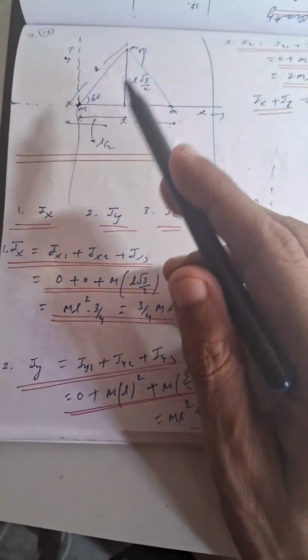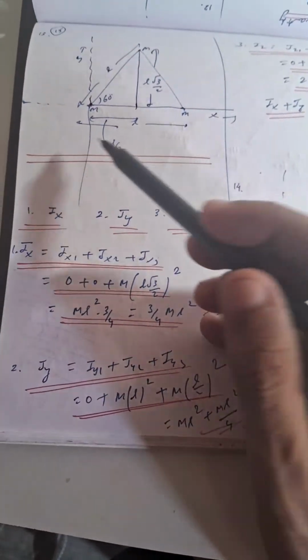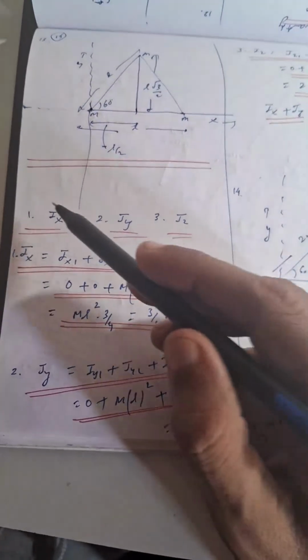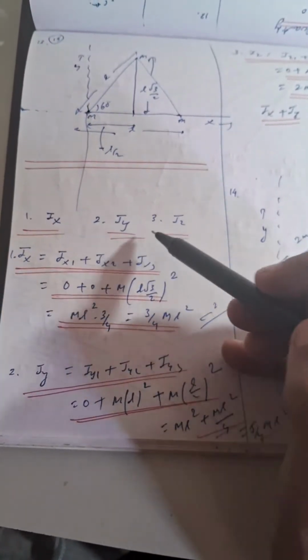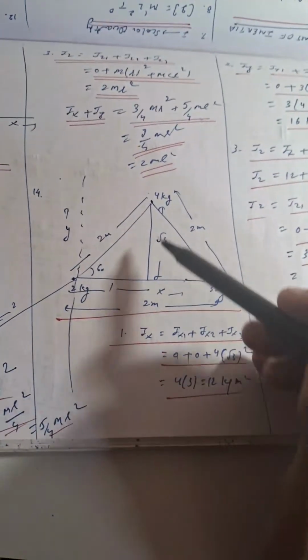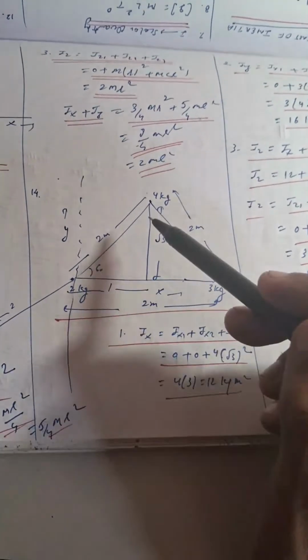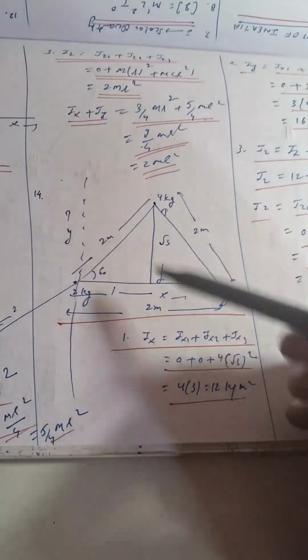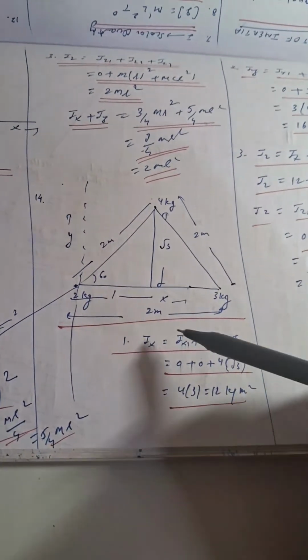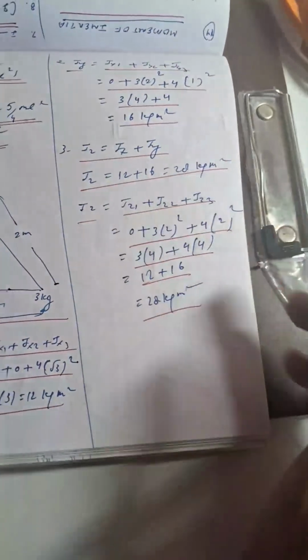Then we have another question on the calculation of moment of inertia of a system of three rods. Moment of inertia about x-axis, y-axis, z-axis. Calculations involved over them. Then in another question we have three point masses placed at the vertices of an equilateral triangle, and we need to calculate the moment of inertia of the system about x-axis, then y-axis, then z-axis.